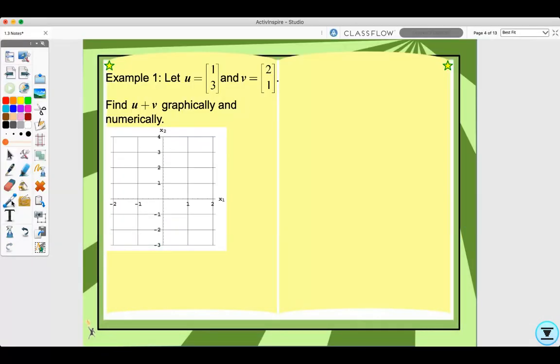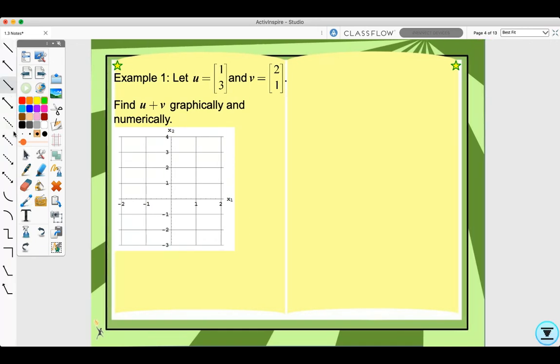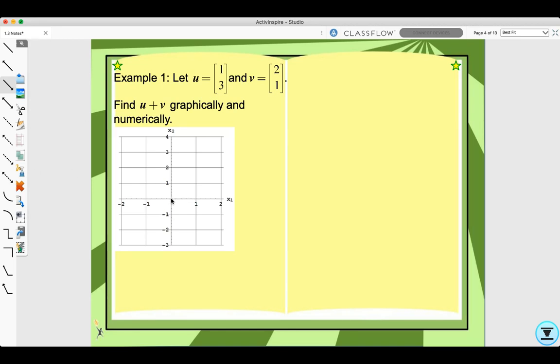Let u be 1, 3 and v be 2, 1. Find u plus v graphically and numerically. So let's first go ahead and find this graphically. Vector u would be 1, 3. So that's to the right 1 and up 3. So vector u would be this vector here.